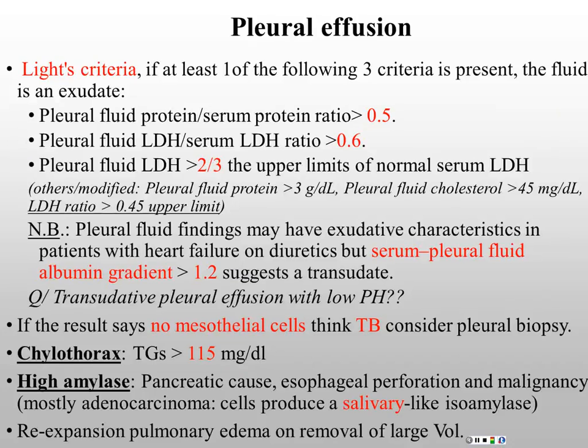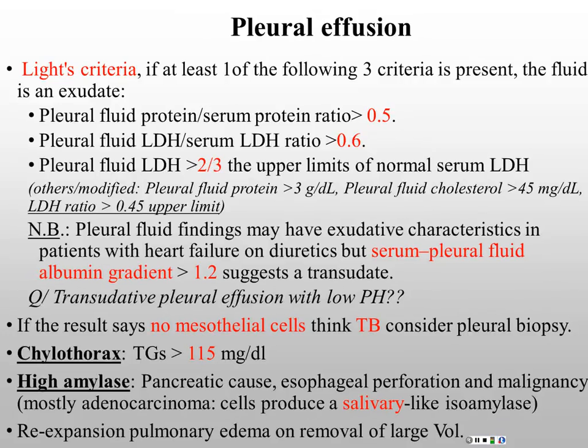Pleural effusion, you have to know Light's criteria. The numbers 0.5, 0.6, upper 2/3 of the level of LDH in the serum. Remember these numbers. Don't get confused, because you may find different criteria called modified Light criteria, and they will use the upper limit of normal of LDH as 0.45. It's there as well, cholesterol as 45. These are called modified Light criteria. If you remember Light's criteria, just remember the numbers 0.6, 0.5, and 2/3.